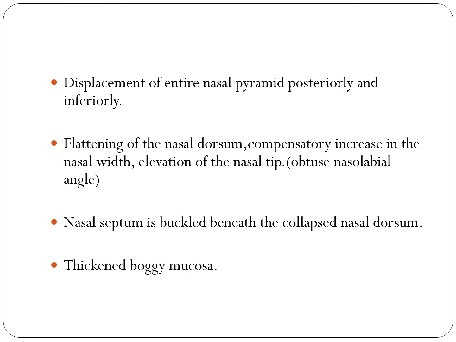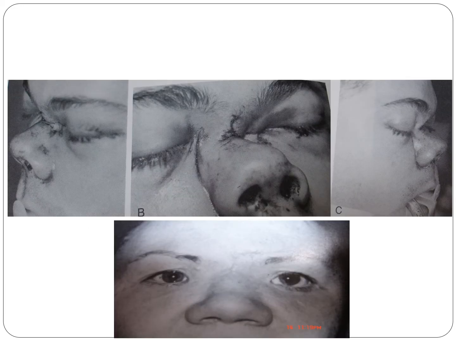And the displacement of the entire nasal pyramid posteriorly and inferiorly, flattening of the nasal dorsum, and compensatory increase in the nasal width, elevation of the nasal tip. Nasal septum is buckled beneath the collapsed nasal dorsum, and thickening of the boggy mucosa. So there will be edema on the nasal area. Nasal septum also will be deviated. There will be ecchymosis. Everything we can notice in the patient.